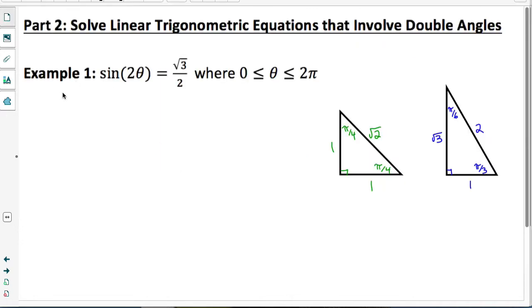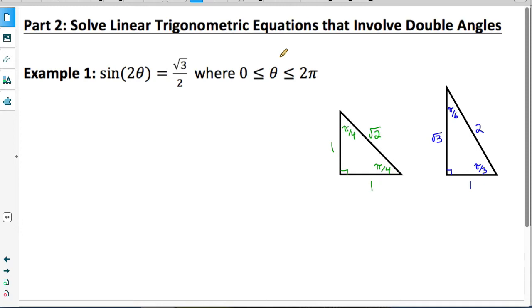Now let's complete example 1, where we actually algebraically solve a double angle trig equation. Example 1 says sine of 2 theta equals root 3 over 2, where theta is between 0 and 2 pi. When solving trig equations, the questions will usually specify what domain it wants the answers between, so we only want the answers between 0 and 2 pi. There's an infinite number of answers to trig equations because trig functions are periodic functions, so they have a pattern of y values that just repeat over and over again. So we just want the answers between 0 and 2 pi.